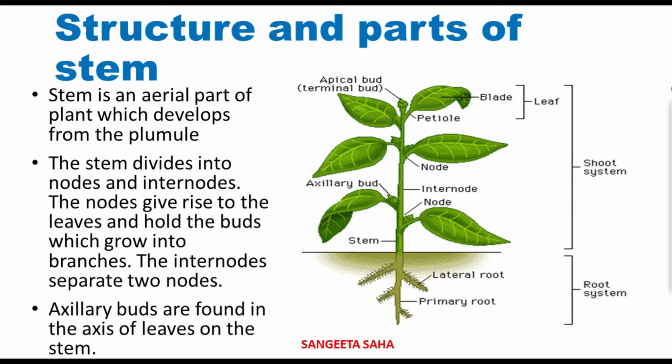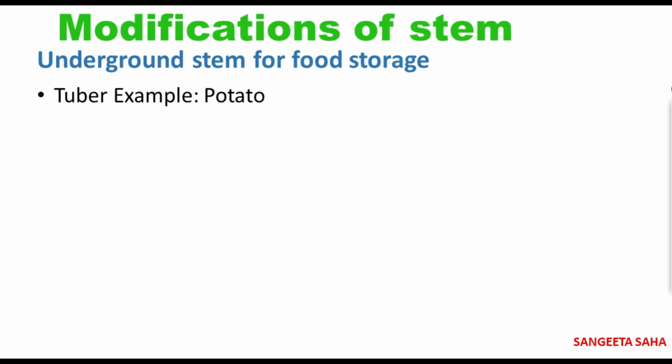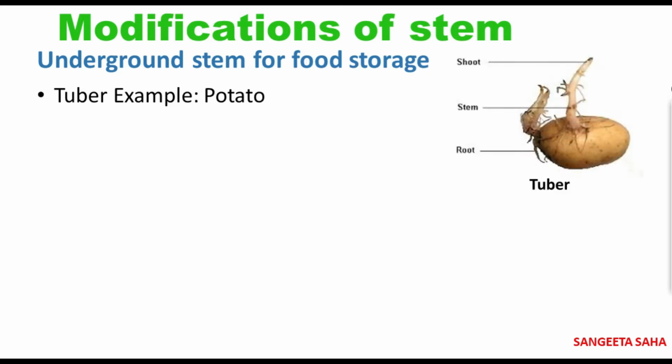Basically, based on its modification, there can be three types of stem. The first one is the underground stem, and the modification is done for food storage. Now, the first one is tuber. This type of modification is generally seen in Solanum tuberosum, that is potato. It is a swollen end of an underground branch. It possesses eyes representing the nodes, and at each node there are buds and a scale leaf.